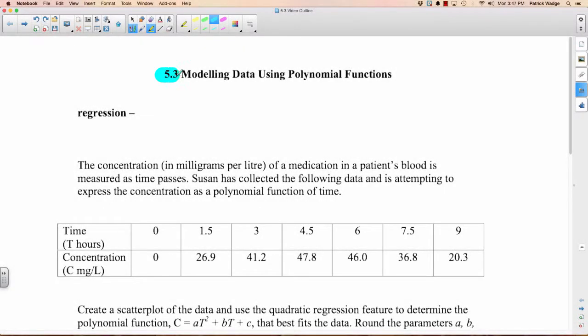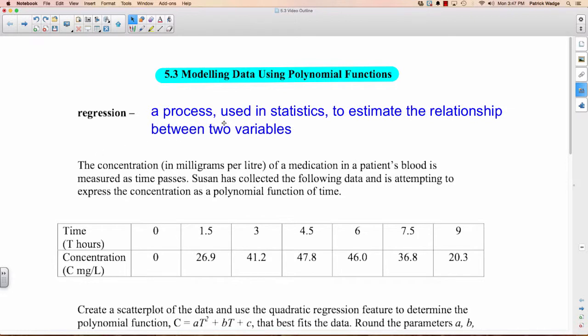Section 5.3 is called Modeling Data Using Polynomial Functions, and what we're going to be doing in this section is more regression. You might remember we did regression in a previous chapter with logarithmic and exponential functions. We're going to do pretty well exactly the same thing, but this time we're going to use polynomial functions, which we've just learned about. So, quick reminder about what regression is.